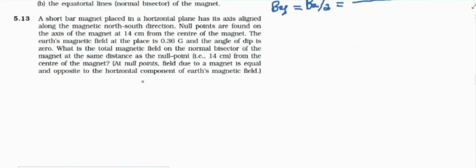Now next question 13. A short bar magnet placed in a horizontal plane has its axis aligned along the magnetic north-south direction. Null points are found on the axis of the magnet at 14 centimeter from the center of the magnet. The Earth's magnetic field at the place is 0.36 Gauss and angle of dip is 0. What is the total magnetic field on the normal bisector of the magnet at the same distance as the null point, that is 14 centimeter from the center of the magnet? Okay.